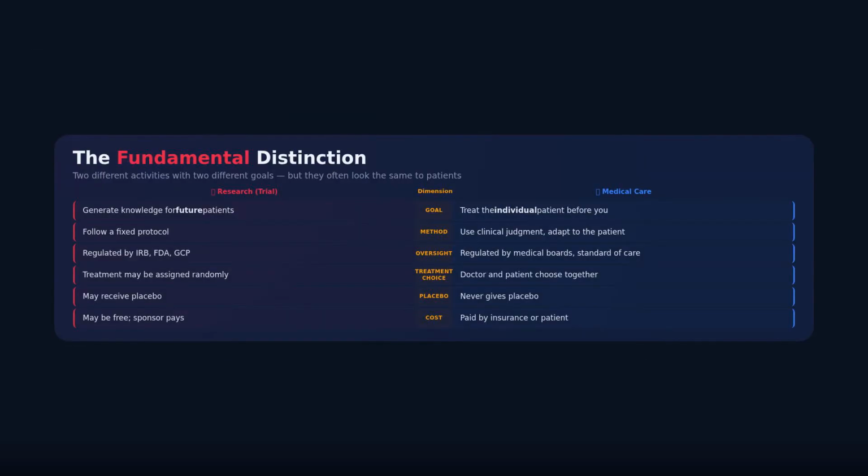The fundamental distinction between research and medical care. Research aims to generate generalizable knowledge for future patients. Medical care aims to treat the individual. Research follows a fixed protocol. Medical care uses clinical judgment. Research may assign treatment randomly. Care involves shared decision-making. Research may use placebo. Care never gives placebo. And costs are handled differently.